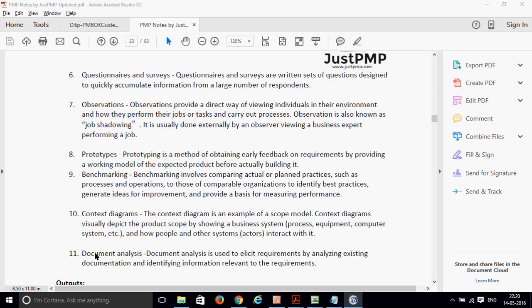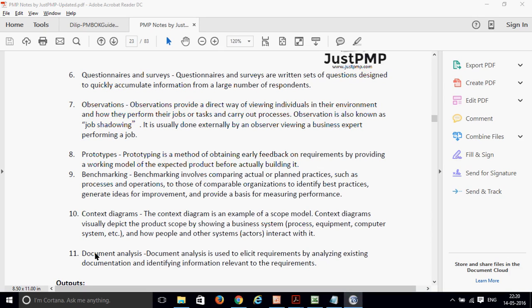One of the diagrams is there. I will explain it to you. Document analysis is used to elicit requirements by analyzing existing documents and identifying the information relevant to the requirement. So here, what you are going to do is analyze the existing documentation, and then build your new requirement.